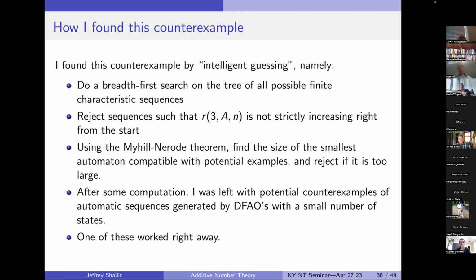So how did I find this counterexample? I found it using, again, a computational procedure I'd call some sort of intelligent guessing. Namely, I did a breadth-first search on the tree of all possible finite characteristic sequences. So this is an infinite tree. Obviously, I didn't search all of it. I rejected those sequences where R3A(N) is not strictly increasing right from the start. Then I used something called the Myhill-Nerode theorem, which is a basic theorem from automata theory. I found the size of the smallest automaton that's compatible with the examples. And if it's too large, I threw it away because I figured I wouldn't have any hope of understanding how it would behave. After some computation, I was left with potential counterexamples to Dombey's conjecture, generated by small finite automata with a small number of states. And in fact, the very first one that I tried worked right away.